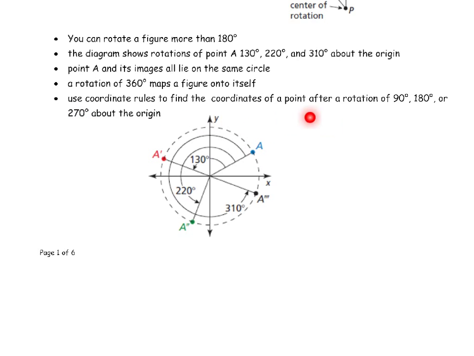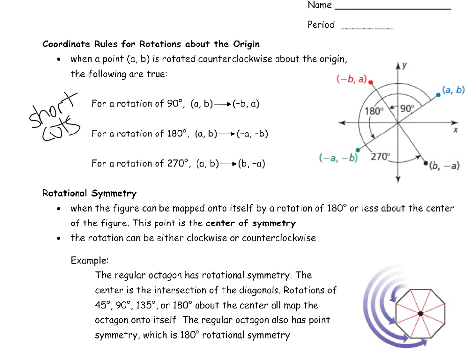Use coordinate rules to find the coordinates of a point after a rotation of 90 degrees, 180 degrees, or 270 degrees about the origin. So today we're going to be talking about rotation. It's a little bit more complicated than translation and reflection, but y'all can handle this. All right, so what we have here are some coordinate rules for rotations about the origin. So basically here are some shortcuts to use.